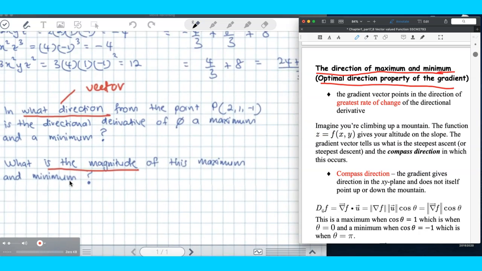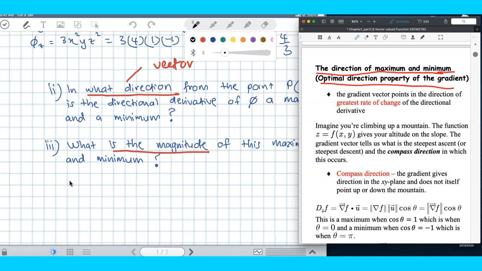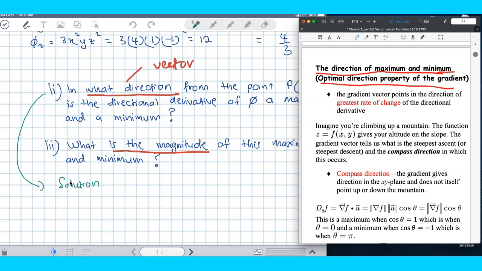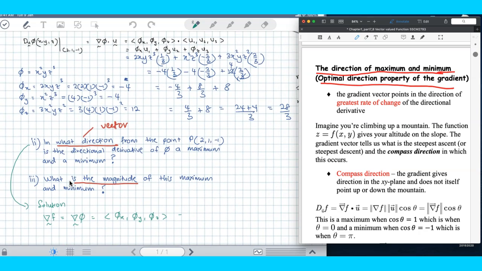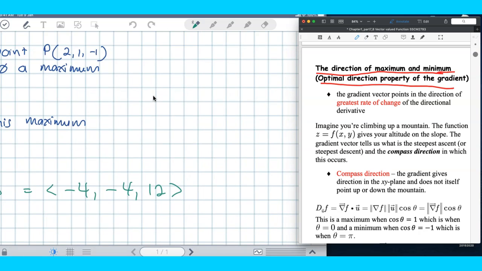To answer question number two, to get the solution, you just evaluate the gradient f. In this case you are given phi, so the gradient phi. You have a vector, phi x, phi y, phi z, which we already evaluated, and you obtain -4, -4, 12. That is the direction for the maximum, the maximum direction of the directional derivatives.